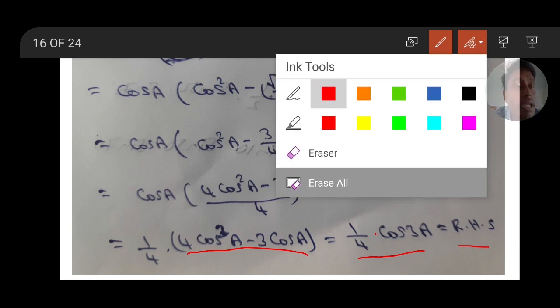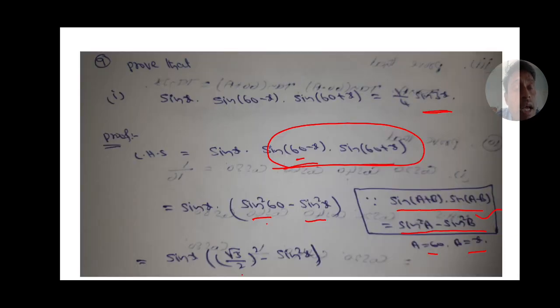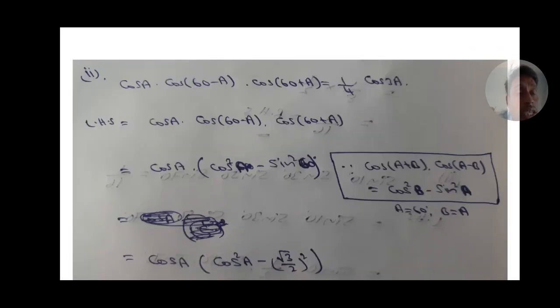Remember these two as formulas. Sin x, sin 60 minus x, sin 60 plus x equal to 1 by 4 sin 3x, cos x, cos 60 minus x, cos 60 plus x equal to 1 by 4 into cos 3x.